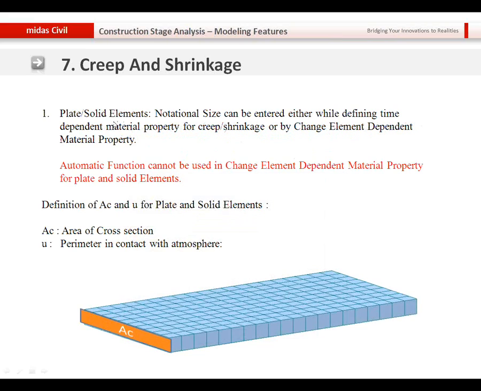For the plate and the solid elements, the user can define the notional size either manually while defining the creep and shrinkage properties, or by using the change element dependent material property function. But here the automatic function cannot be used. The user will have to manually calculate the notional size and assign it to the plate elements. This is an example of how the notional size can be computed. Ac becomes the area of the cross section and u becomes the perimeter in contact.